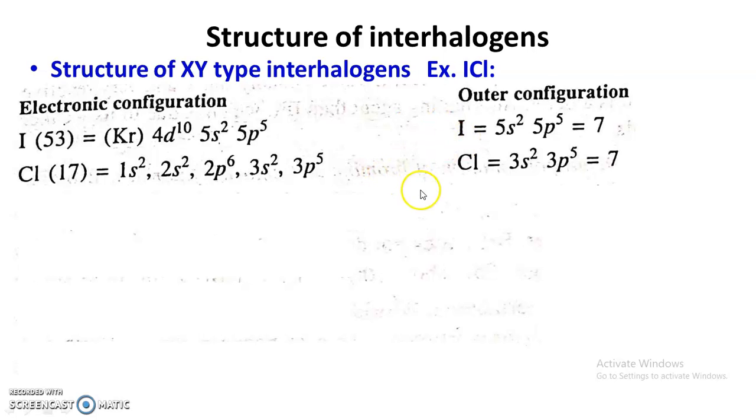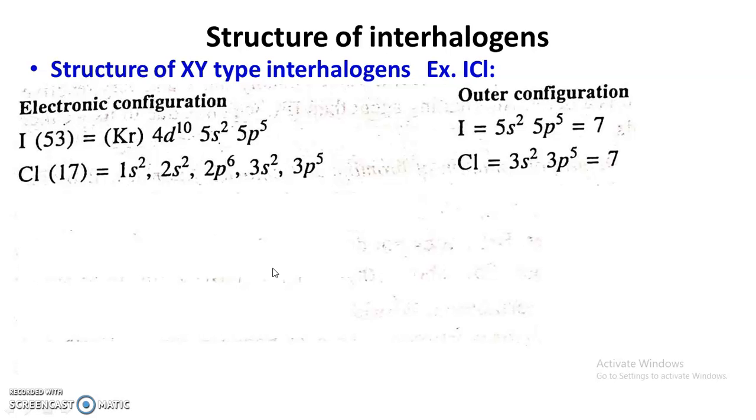So at the time of writing a structure, there are 4 steps. Step 1 is to write the Lewis dot structure for the compound. Then find out the total number of bonding pairs of electrons and non-bonding or lone pairs of electrons. Then determine the steric number. The steric number is the sum of bond pairs and lone pairs. So steric number is equal to bond pairs plus lone pairs.